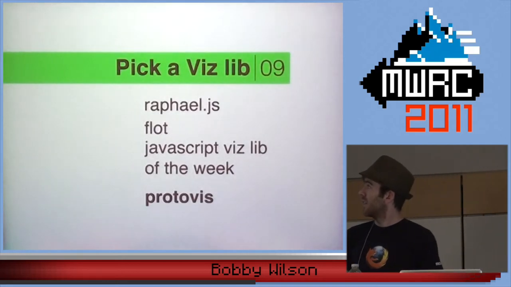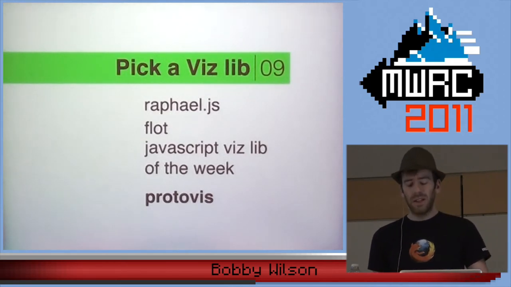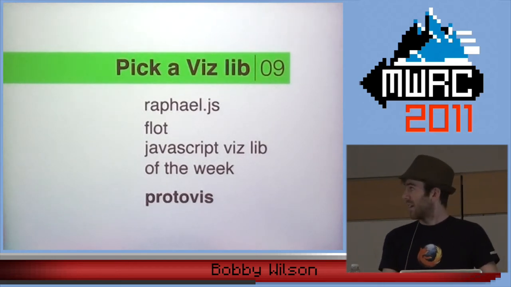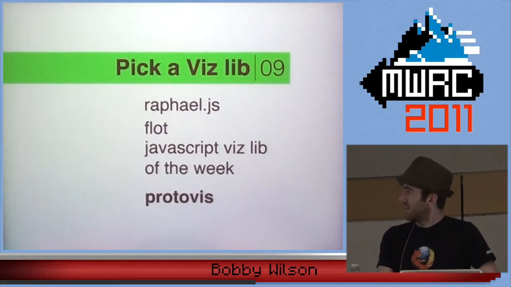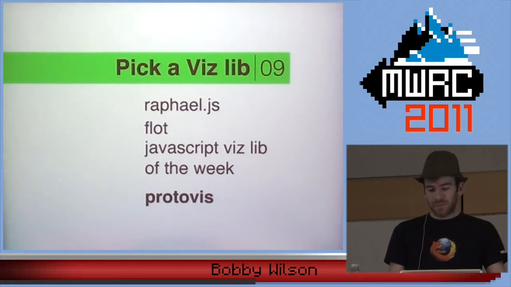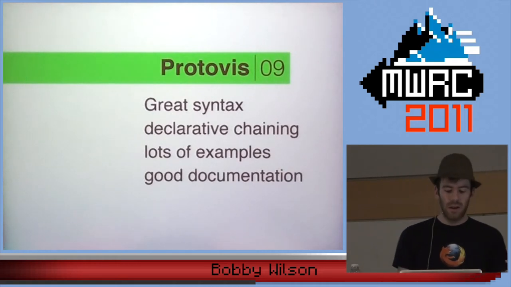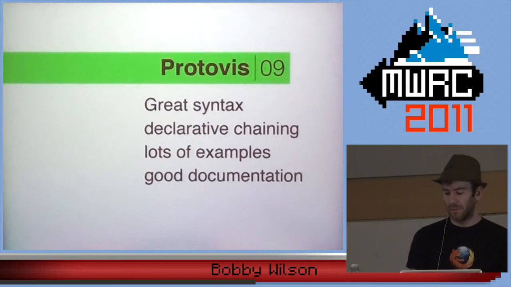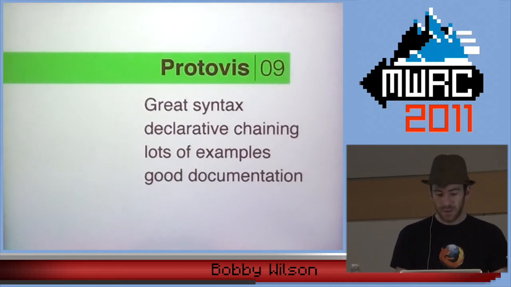Picking a visualization library is the next step that I went down, and there are tons of JavaScript visualization libraries. Raphael's one of the really popular ones, and Flot has some decent stuff. I really like this project, Protovis, by Mike Bostock. It's a library that produces SVG-style visualizations, and I thought that was really cool. It had great syntax, it was really declarative in the chaining, with lots of examples and good documentation. And this guy also happens to be a Stanford visualization professor, so he's definitely got some chops.